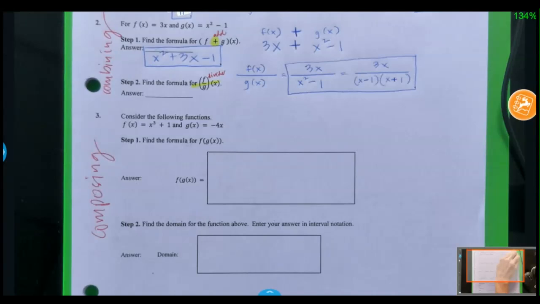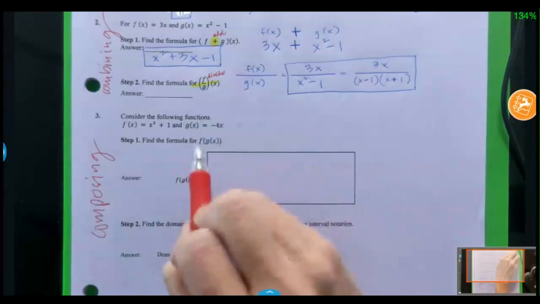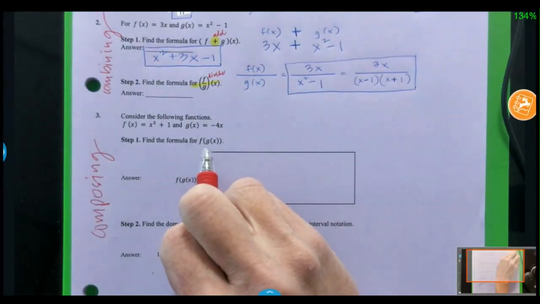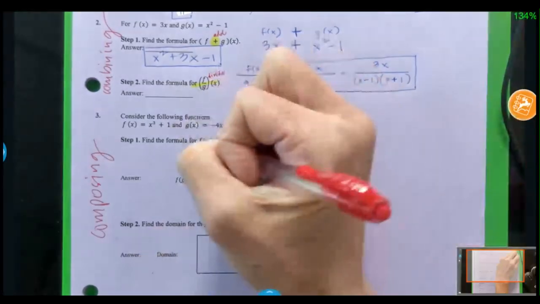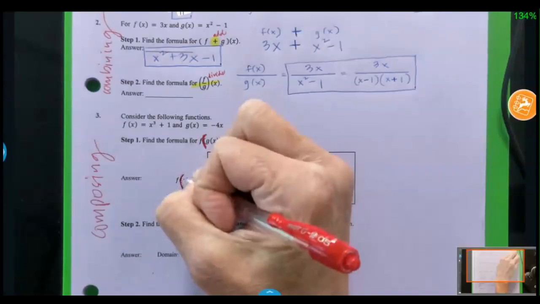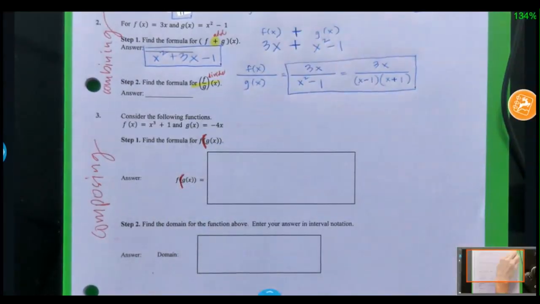But in number 3, I do not see any mathematical operation. I do not have addition. I do not have subtraction. It's definitely not division. Now, Robert, how do you know that it is not multiplication? Right, because there's the parentheses right here between the F and the G. So this lets me know that this is a composition.